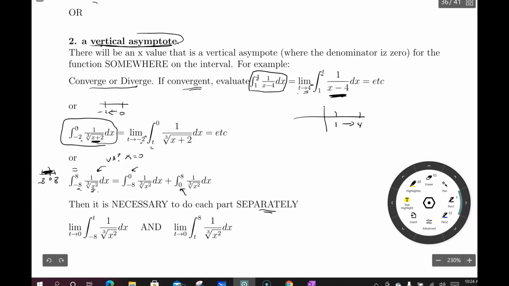So this one here, from -8 to 0, put the t in for the 0. And if I'm going from -8 to 0, I'd be coming from the negative side. And then to this one, 0 to 8, I'd put the t in for the 0, and I'd be taking the interval between 0 and 8, and I'd be coming from the positive side.